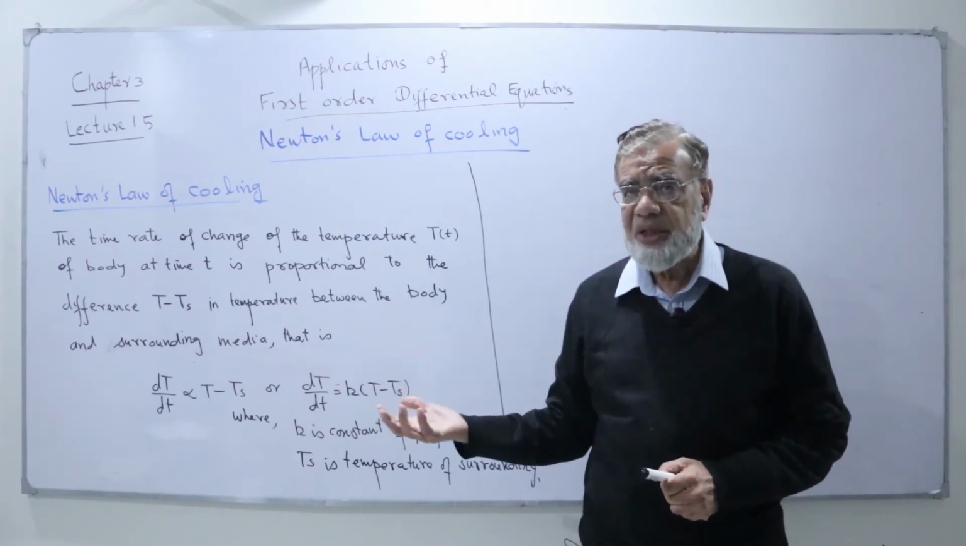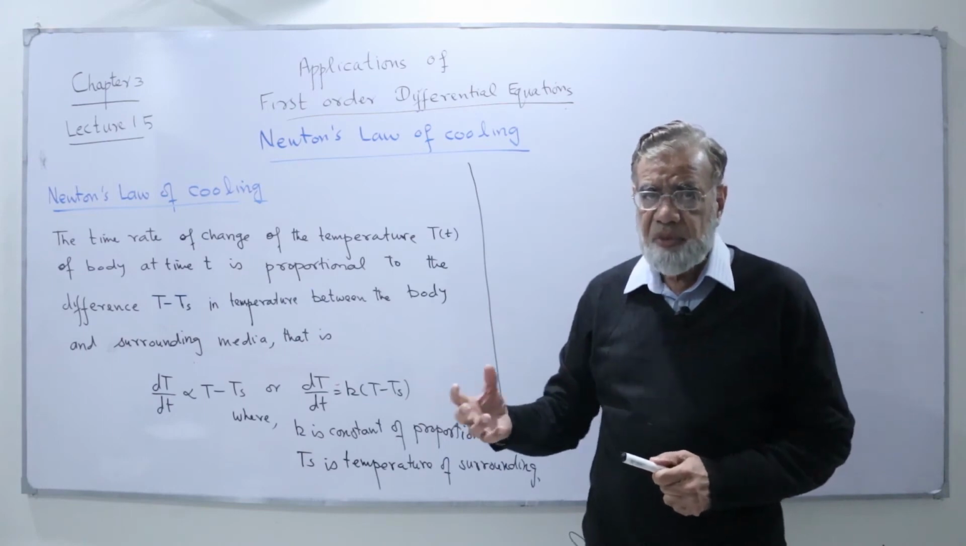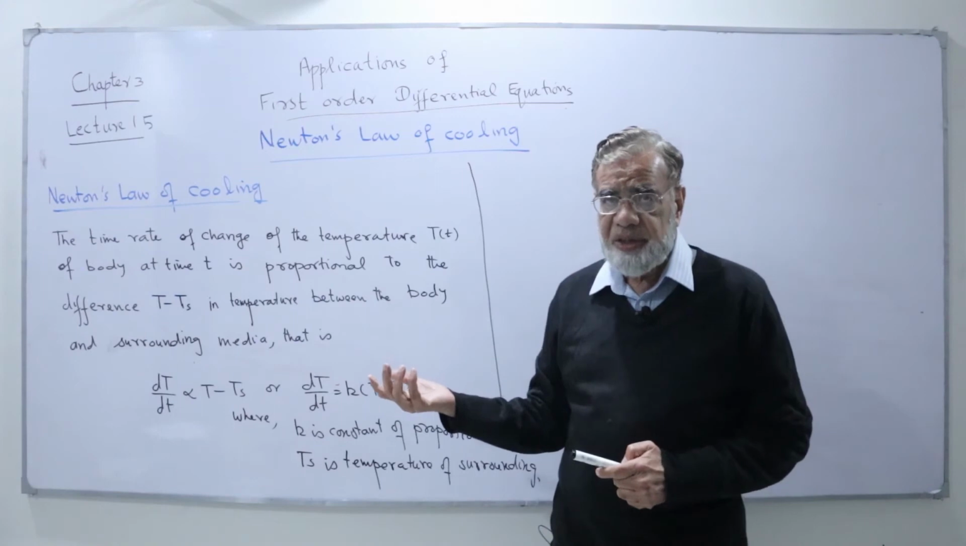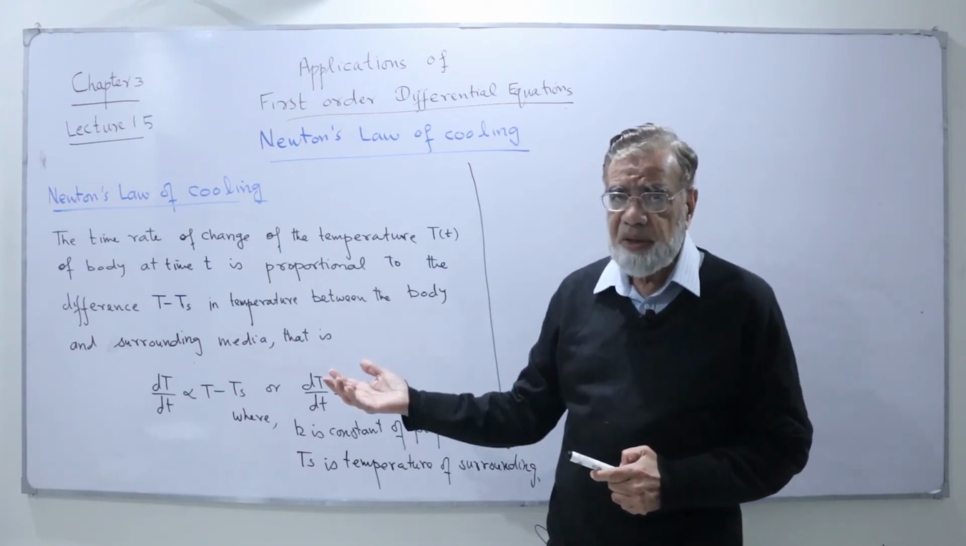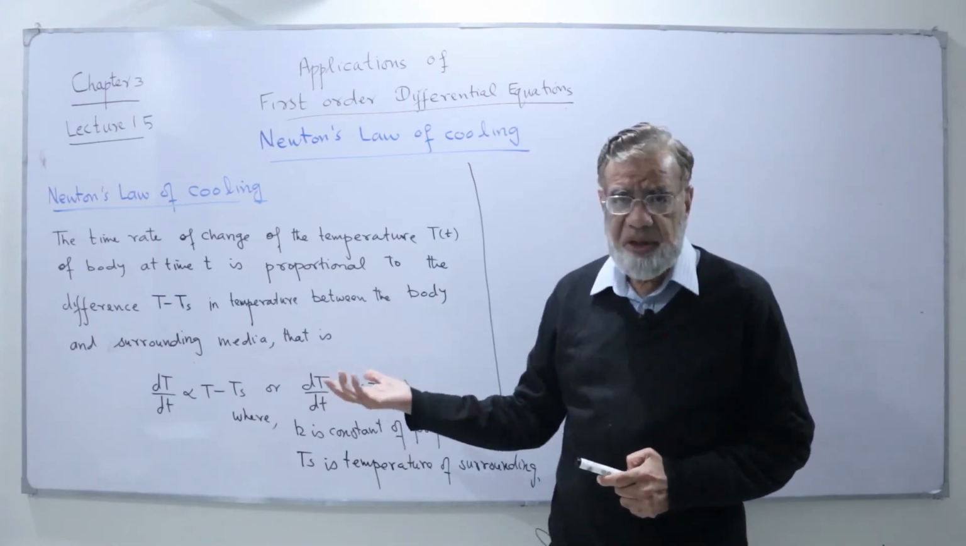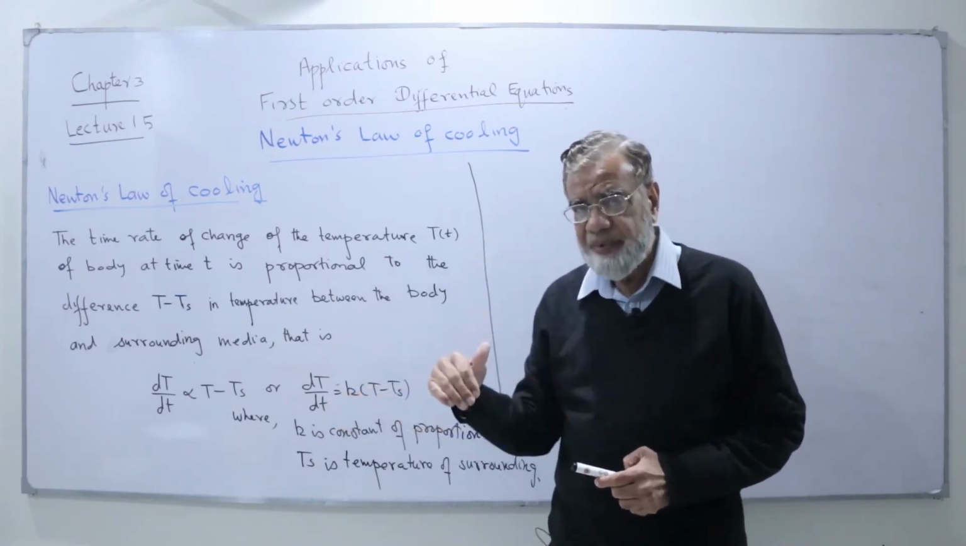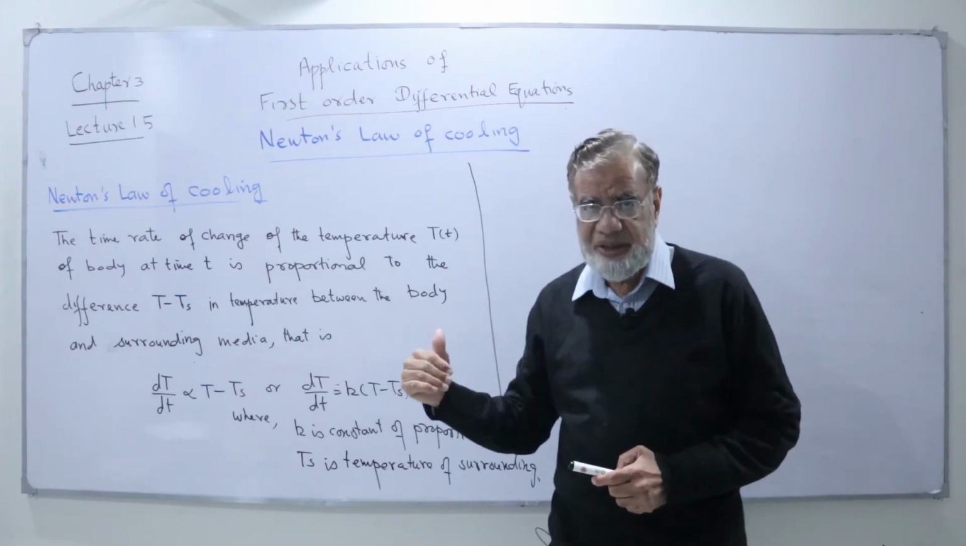The temperature of the body is changing. For example, we are having a cup of tea. When we have a cup of tea, it's about 80 degrees centigrade, and we bring it to a cool place where the temperature is about 10 degrees centigrade. Then the temperature will start decreasing. We want to see how fast this temperature is decreasing.